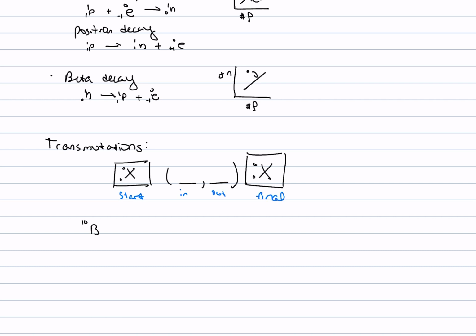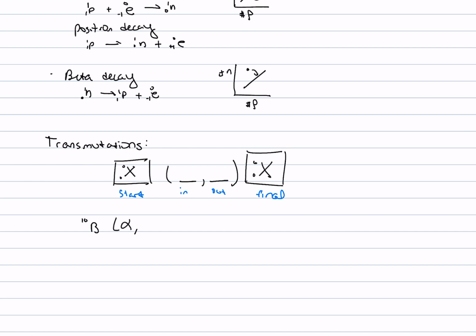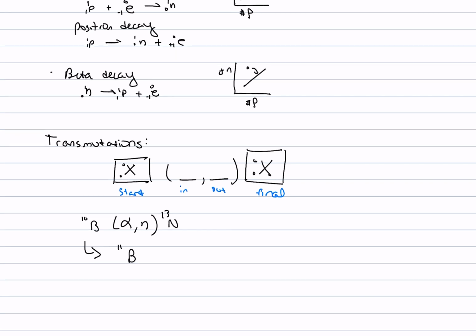One example is if we have B with 10 for the mass number, then an alpha particle and a neutron in parentheses, and then a nitrogen with 13 for the mass number. What's happening here is that we're hitting boron-10 with an alpha particle, which destabilizes the nucleus. So a neutron comes out, and we're left with nitrogen-13. We can also rewrite this as a reaction. We know that boron is 5 and nitrogen is 7, which allows us to rewrite it like this.